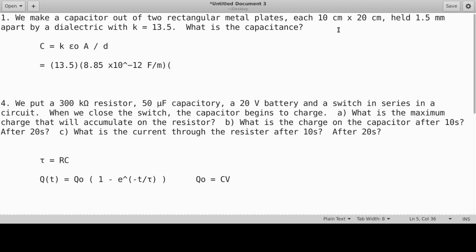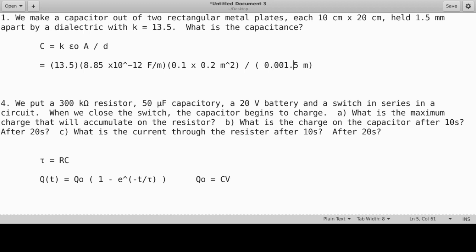Now for the area, and don't make the mistake of doubling this number. I know there are 2 plates, but it's just the area of one of the plates. It has to be in meters squared, and this is centimeters and that's centimeters, so we have to convert each one to meters. So 10 centimeters is 0.1, multiplied by 0.2, and that'll give us meters squared, divided by, and the same thing here with the millimeters. It's 1.5 millimeters, but we have to convert that to meters, and that means we have to move the decimal over.